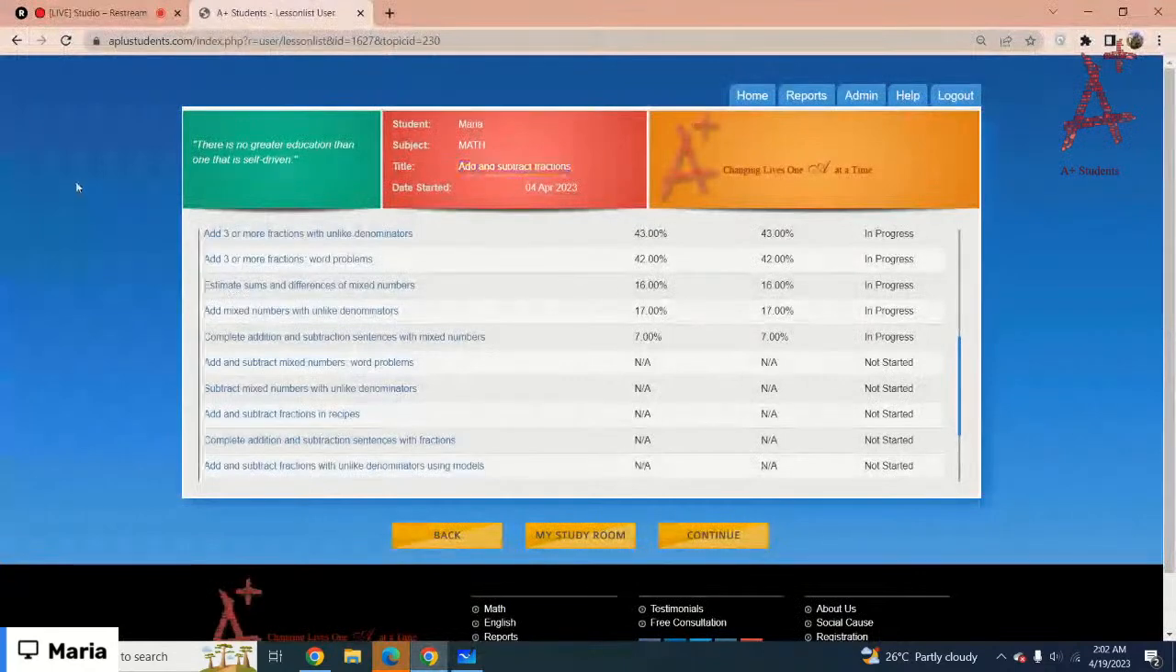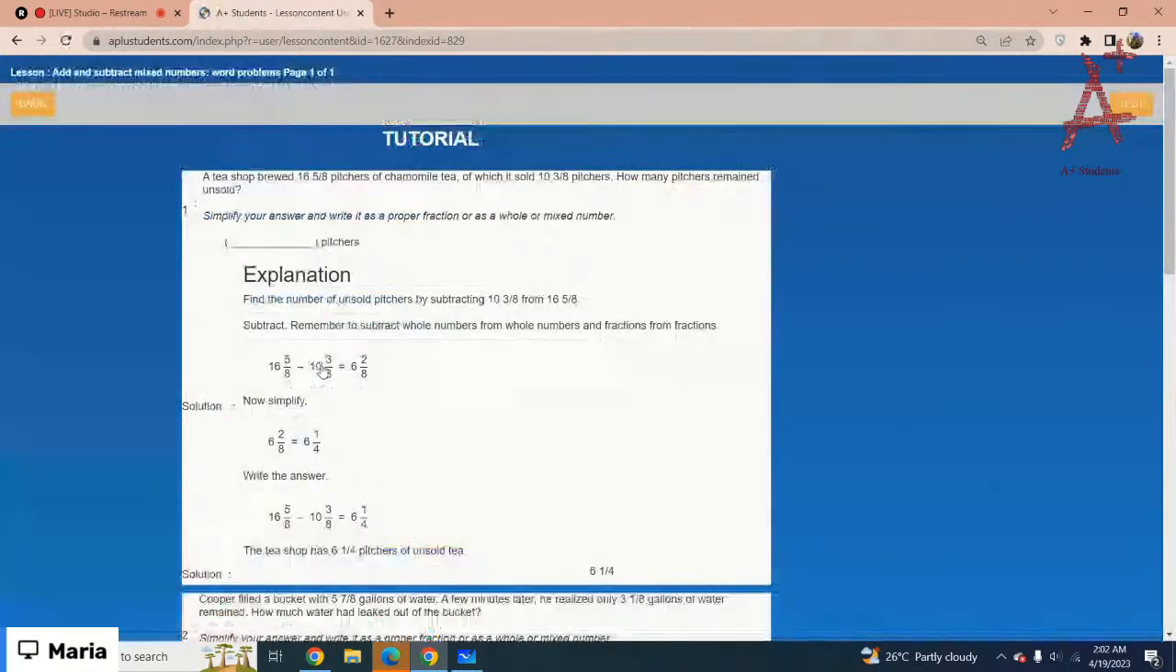Okay, here I'm on grade 5 math. The chapter is add and subtract fractions. And let's just start with the lesson, add and subtract mixed numbers word problems. Here is the lesson. Okay, so we already know how to add or subtract mixed numbers. Now here we are on the word problems. So we are just going to solve the question.